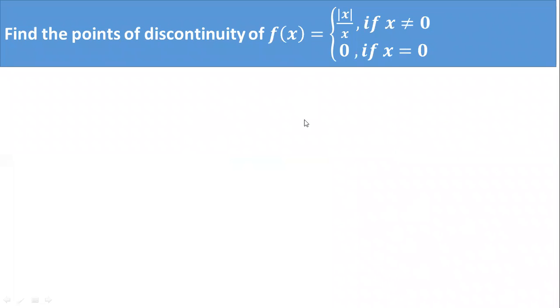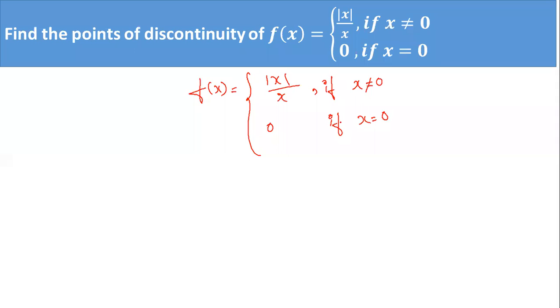So this is your next question. Sorry. This is your next question. So what they have told, again you have to find the discontinuity itself. Okay, so function is defined as f of x is equal to mod x divided by x if x is not equal to 0, and it is 0 if x is equal to 0.